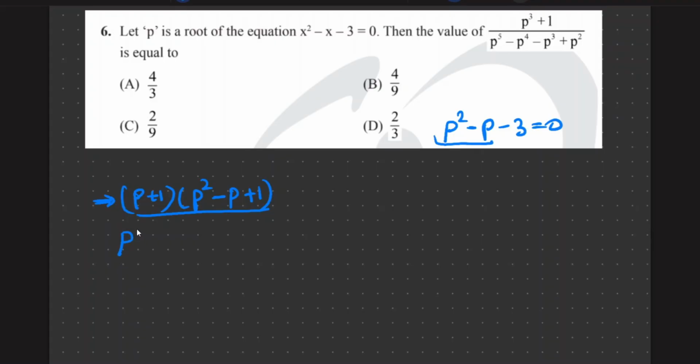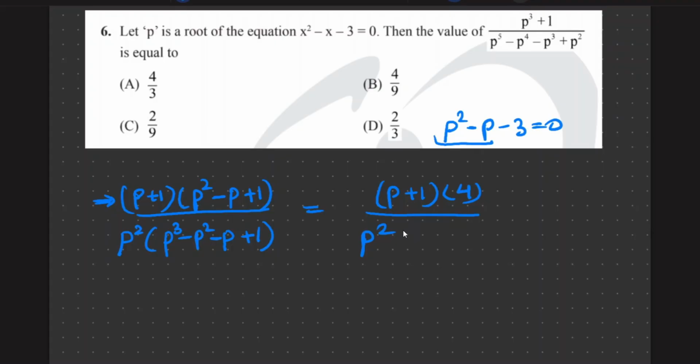Here we take out p square common. So we'll be left with p cube minus p square minus p plus 1. So this thing is equal to p plus 1 times, look, p square minus p is equal to 3, right? So this whole bracket would become 4 because we know the value of p square minus p. Whole divided by p square, we may substitute p square as p plus 3, but why do that now?